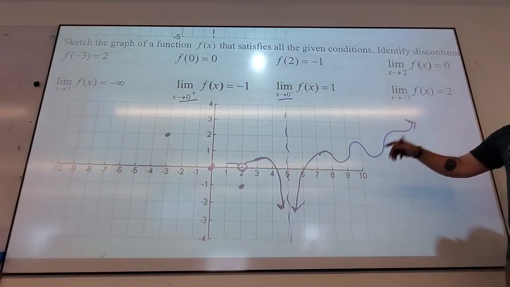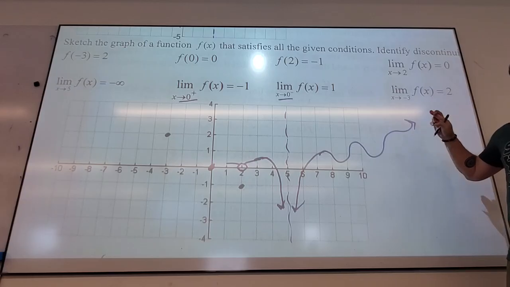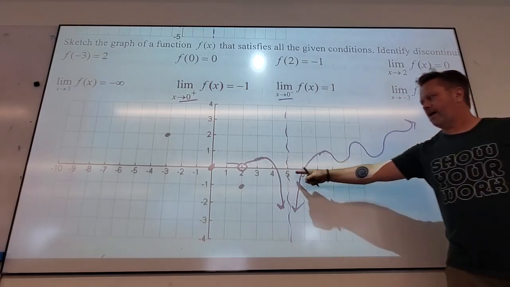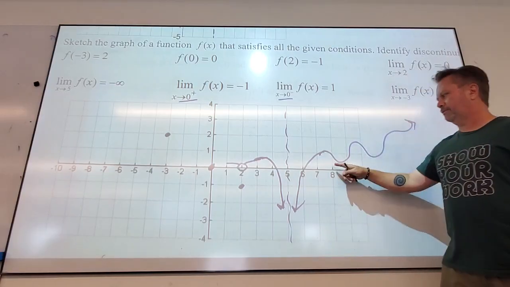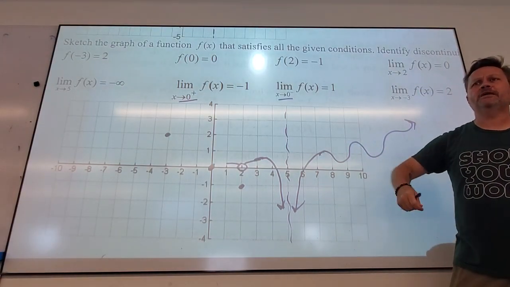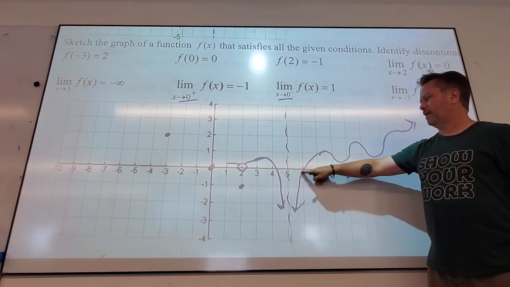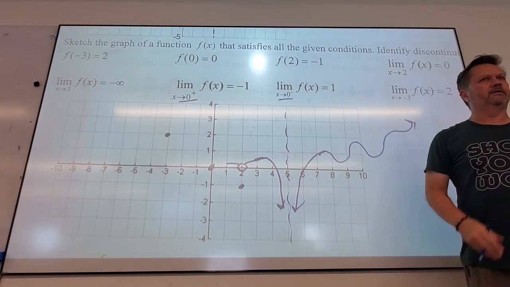You can do other things you want to, because I didn't say this was doing anything specific over here, did I? You guys understand? At 5, it better be going to negative infinity. Do I care what it's doing at 6 then? No. Do you guys understand what I'm saying? So if you want to, you could have just made this like a straight line here. I don't care. That's beautiful. That's correct.